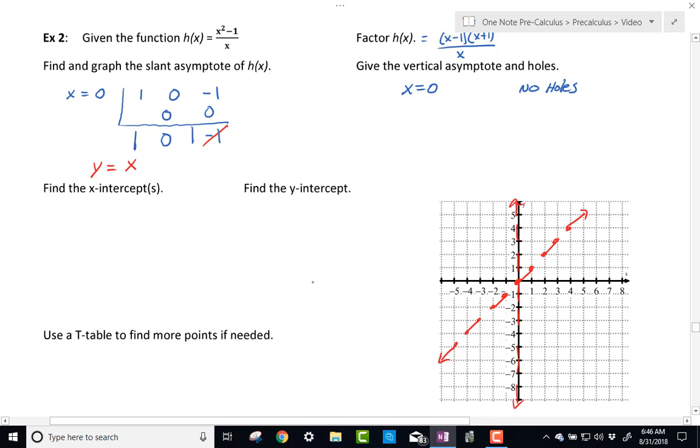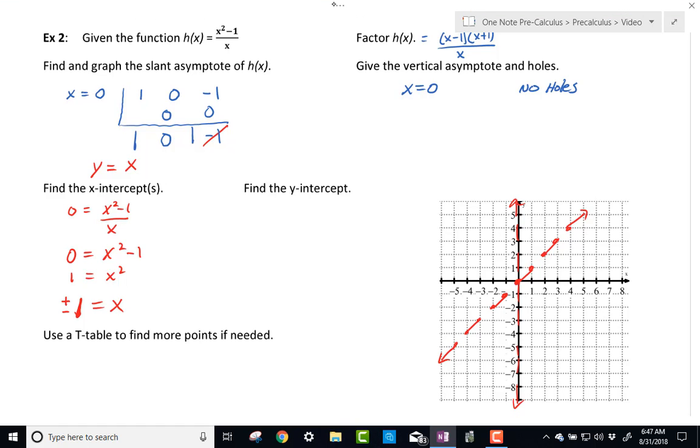Find your x-intercepts, find your y-intercepts. So again, when I go to find my x-intercepts, I set the function equal to 0. This is x squared minus 1 over x. But if you're thinking ahead, you know that the x-intercepts come from the numerator. So all I need to focus on is 0 equals x squared minus 1. I add 1 to both sides. That's 1 equals x squared. I square root both sides, and I get plus and minus. What's the square root of 1? It's 1. So I have two x-intercepts again, positive and negative 1.